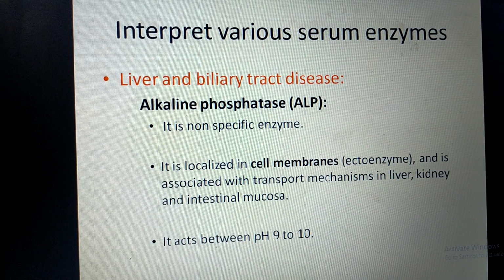Now another enzyme is alkaline phosphatase. It is a non-specific enzyme because it is synthesized by many tissues. It is called an ectoenzyme because it is not present inside the cell, but it is present in the cell membrane, where it helps in the transport mechanisms. It is found in liver, kidney and intestinal mucosa. This point you have to remember while interpreting the results of alkaline phosphatase. It acts between pH 9 to 10 and hence it is called alkaline phosphatase.